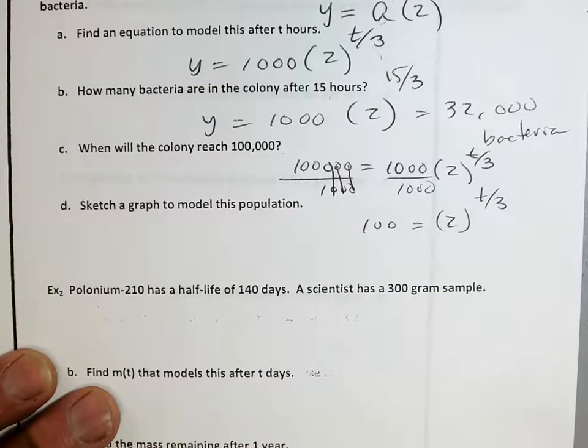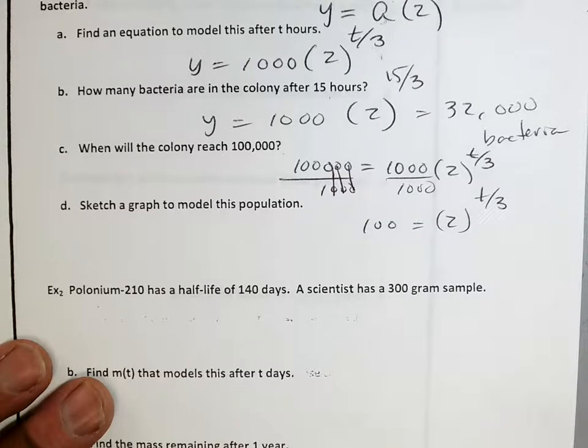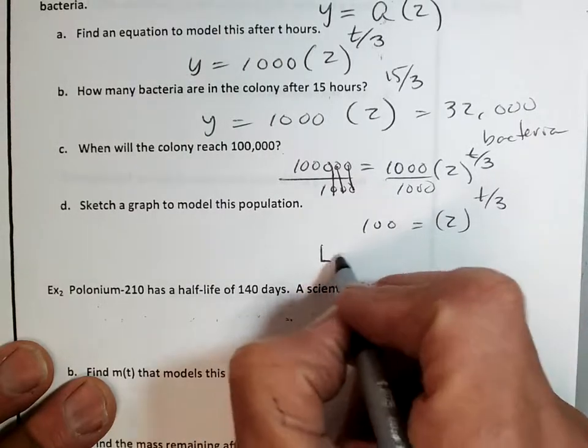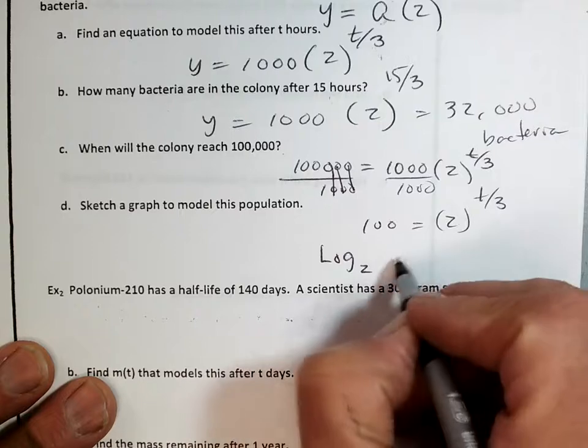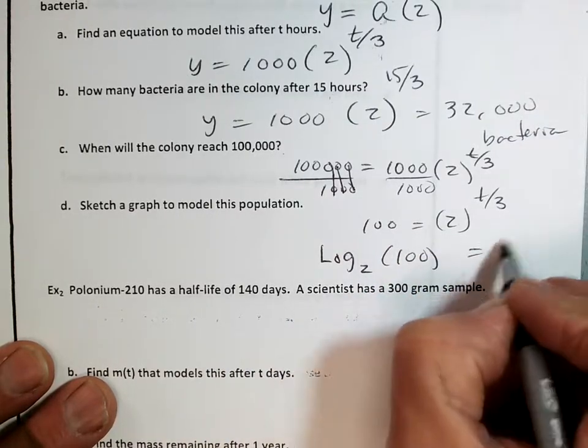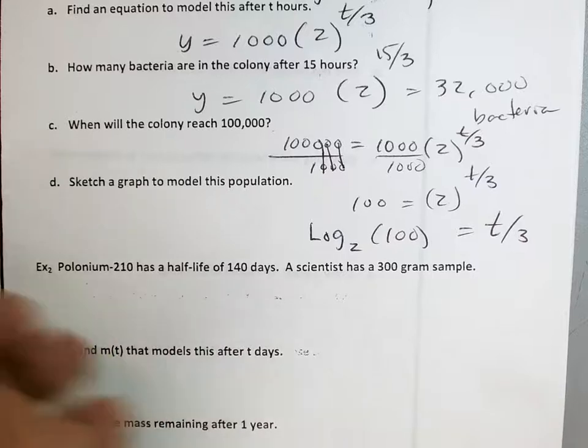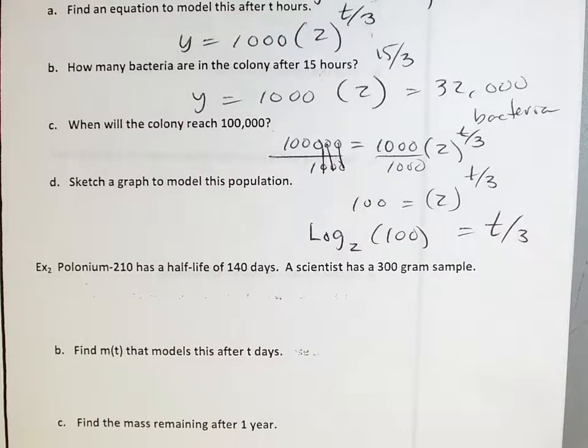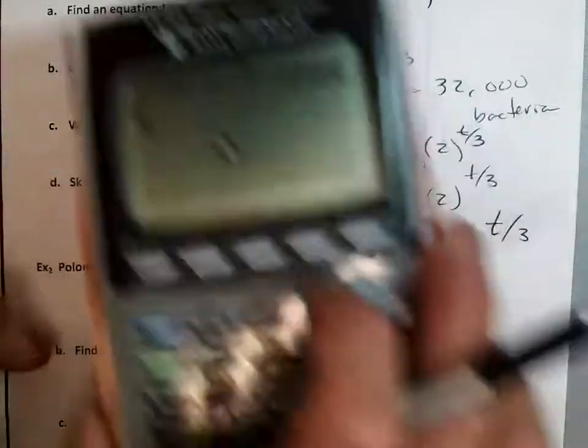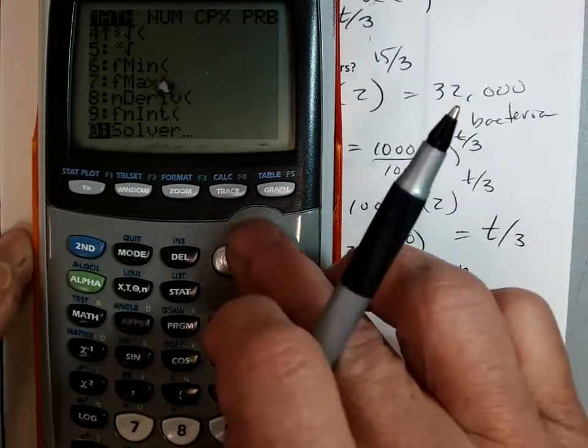Change it to log form. Let's rewrite this as log base 2 of 100 equals T over 3. I just changed it from exponential form to log form. You with me? Then I can use my calculator, log base 2 of 100, with my fancy math button. Remember how we did this?